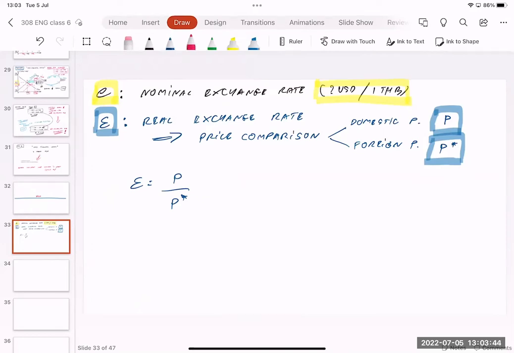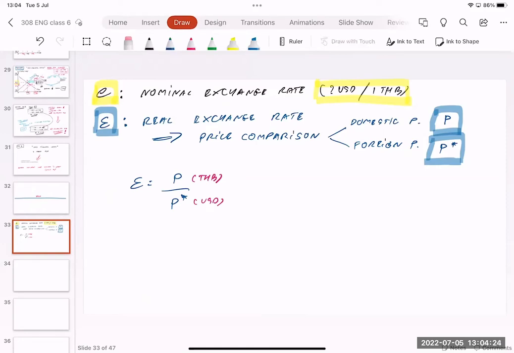However, the domestic price in our country is going to be displayed in Thai baht. For the foreign price, they usually display in US dollar, right? So when you want to compare the price between two countries, the unit is different. Domestic price is in Thai baht, the foreign price is in US dollar. It means that you cannot compare them directly. You need to convert the price in Thai baht to the same unit, US dollar.